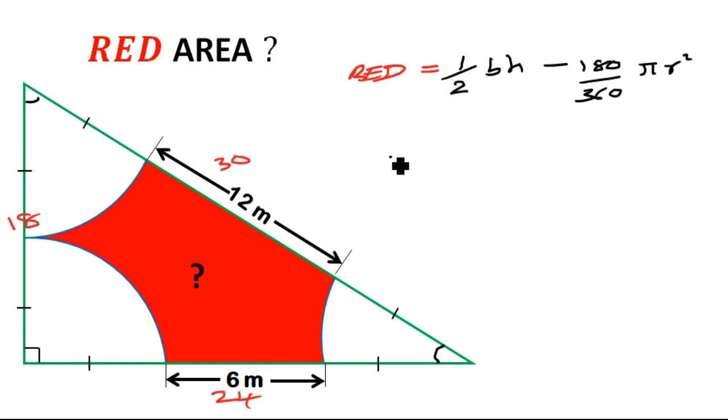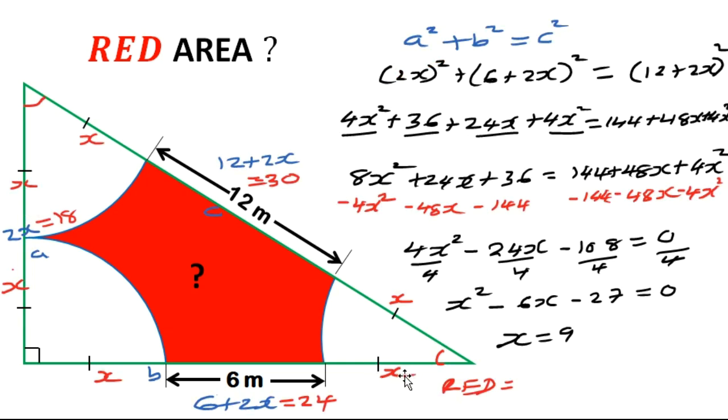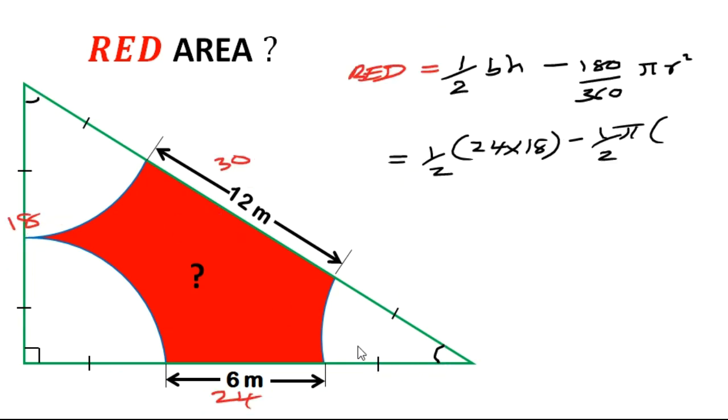So if you do the substitution, we will have a half base times height. So base is 24 times 18, minus 180 degrees over 360, which is a half, then pi times the radius. The radius is from this point to this point, which is the value of x. And remember, we found the value of x to be 9. So where there is x, the value of x is 9. So r squared is going to be 9 squared.